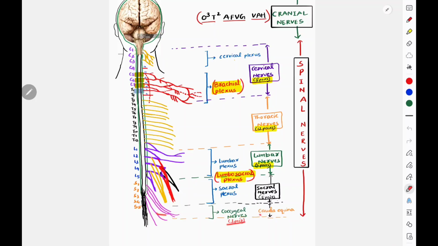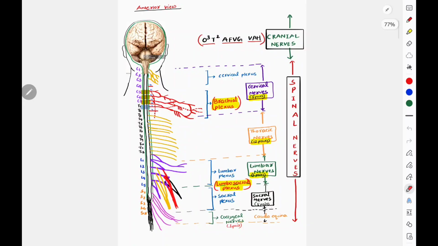See, cauda equina. So this is the network of nerves in the complete body. See the nerves arising in the brain, the cranial nerves. These are the cranial nerves, and these whole are the spinal nerves. As you can understand clearly here, I have given an overview of the complete nerves of the body. So you can further understand every topic about the nerves easily.